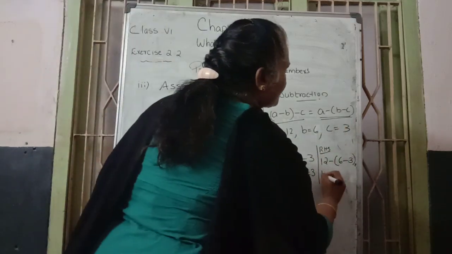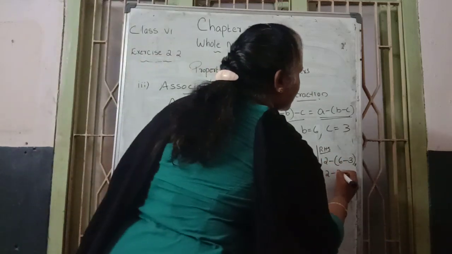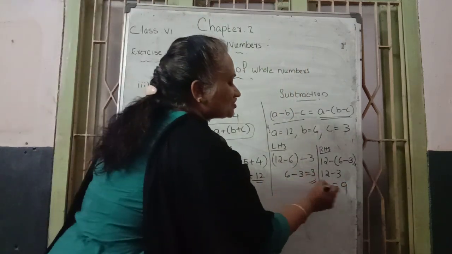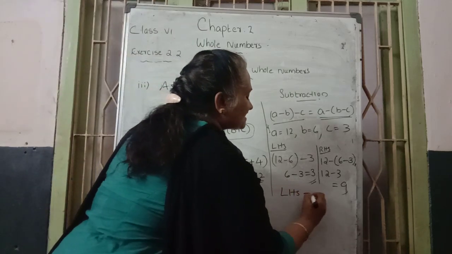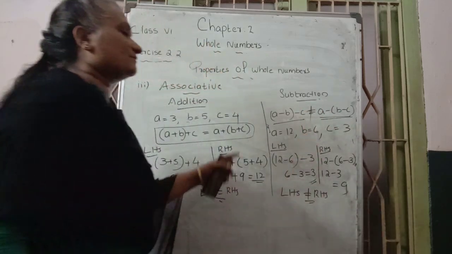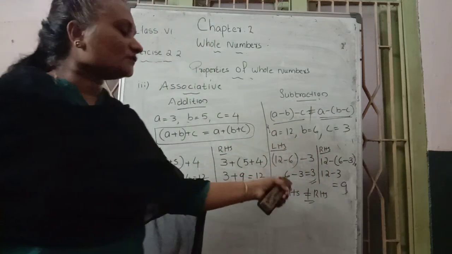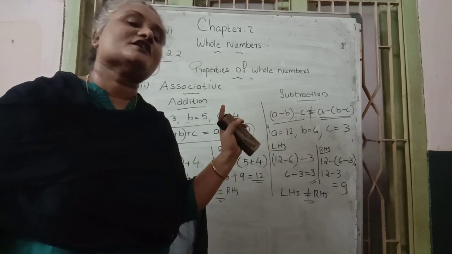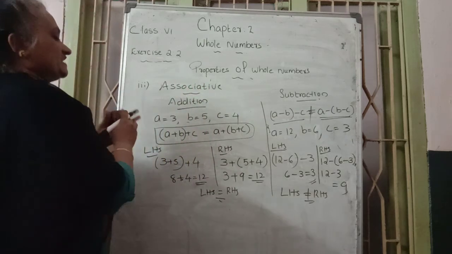So first we give preference to the bracket calculation. 6 minus 3 is 3. 12 minus 3 comes to be 9, the answer. Another answer comes. See, are both the same as the LHS? No. So that's why we can say the LHS answer is not equal to the RHS. That's why we can conclude that in the subtraction case the associative property is not satisfied. Why? Because after calculation, the LHS and RHS answers are different. So the subtraction operation is not satisfied under the associative property.